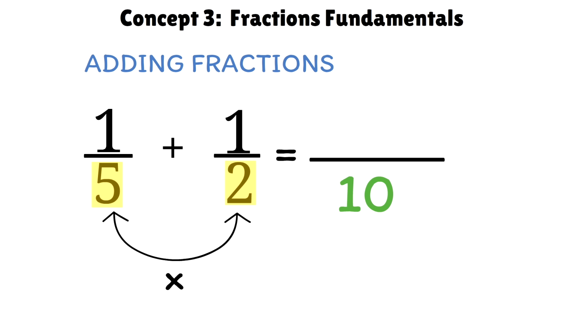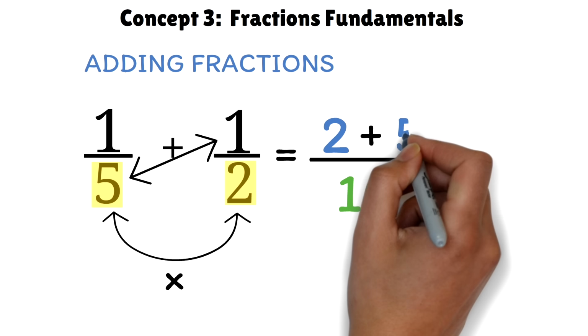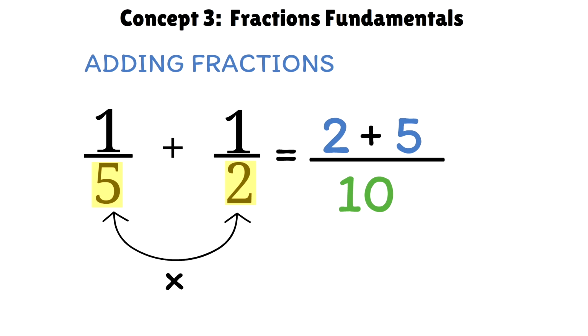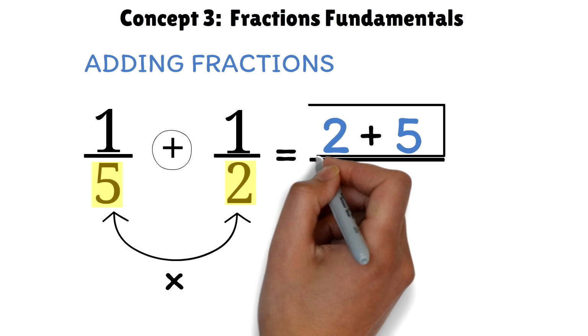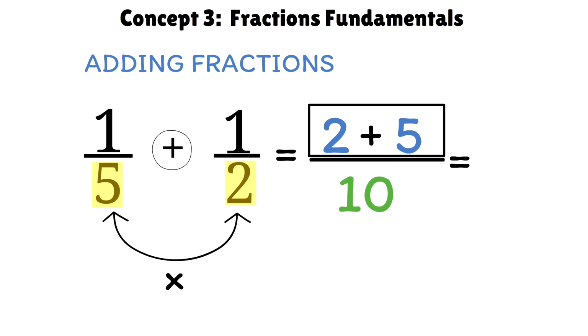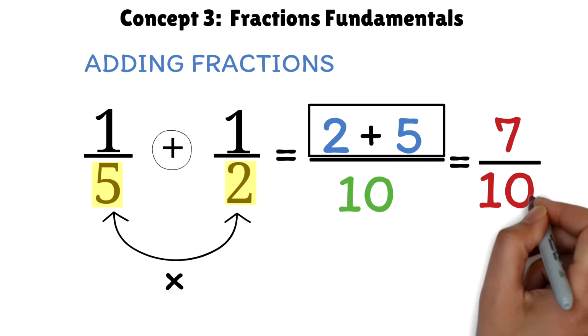The next step is the cross-multiplying step. We multiply the first numerator by the second denominator. So we multiply the 1 by the 2. This gives us 2. Then we multiply the first denominator by the second numerator. So we multiply the 5 by the 1. This gives us 5. Finally, because it is addition, we add the numerators. 5 plus 2 gives us 7. So our final answer is 7/10.